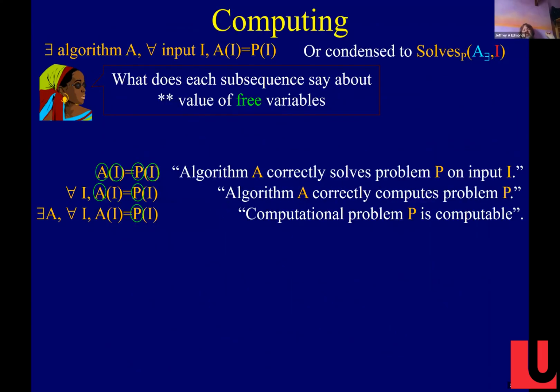How about this? This says there exists an algorithm such that for every input, the algorithm solves the problem, right? So here we're going to say solves problem P. There's a fixed algorithm that on any input, this fixed algorithm solves problem P on that fixed input, right?